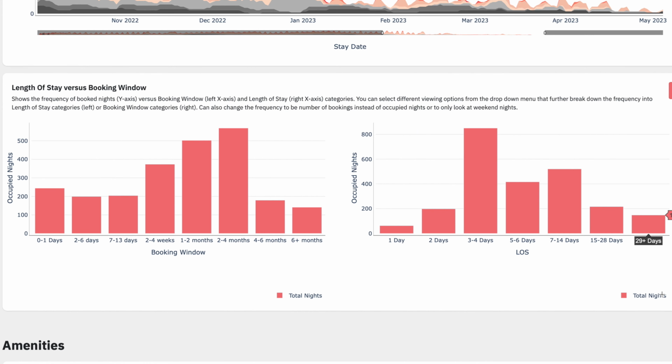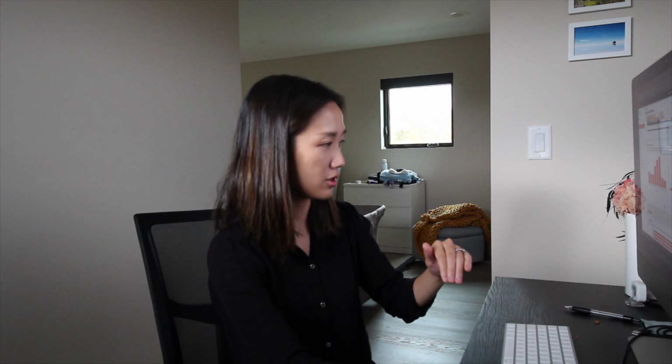Now, length of stay versus booking window. I actually don't use this very often. In a sense, it shows similar information to the previous graph in terms of like what percentage of bookings are month-long stays, week stays, and whatever number of nights. And I already got that information from the previous graph, so usually I skip this.